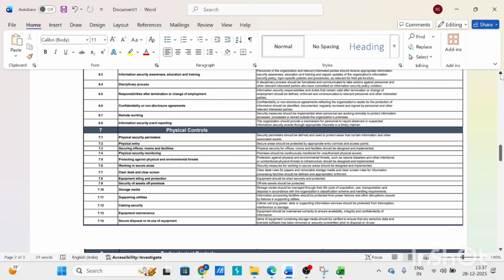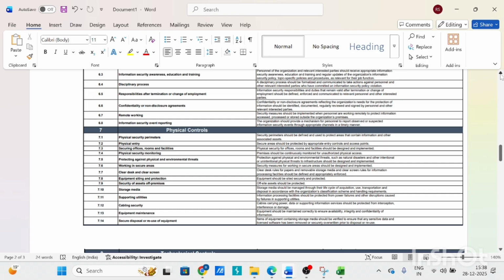7.5 talks about protecting against physical and environmental threats, where protection against physical and environmental threats such as natural disasters and other intentional or unintentional physical threats to infrastructure should be designed and implemented. Working in a secure area: security measures for working in secure areas should be designed and implemented. 7.7 talks about clear desk policies, where the rules for papers and removable storage media and clear screen rules for information processing facilities should be defined and appropriately enforced.